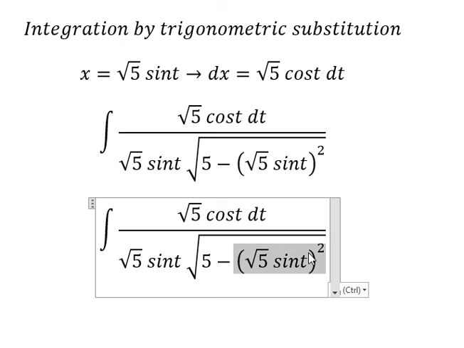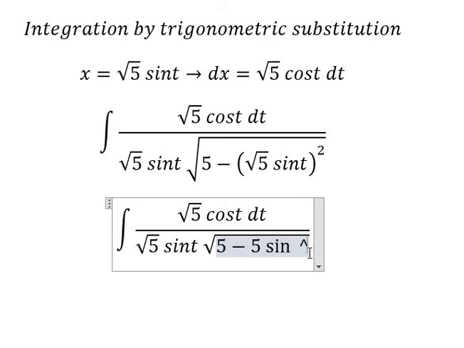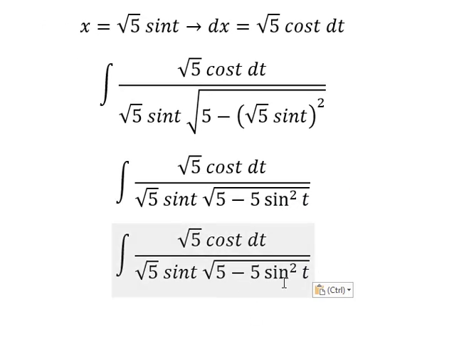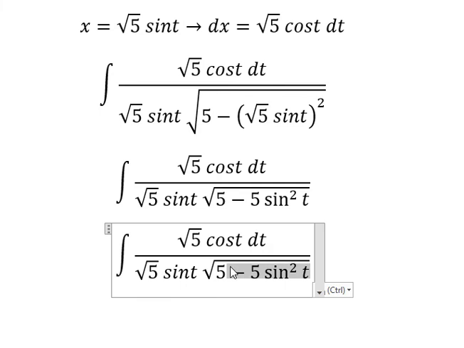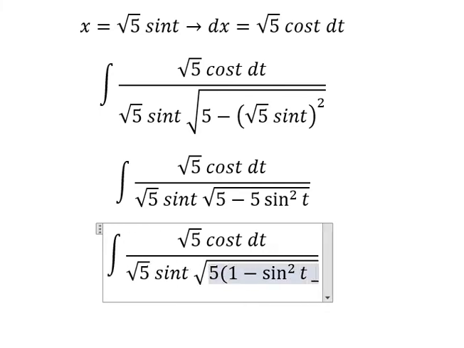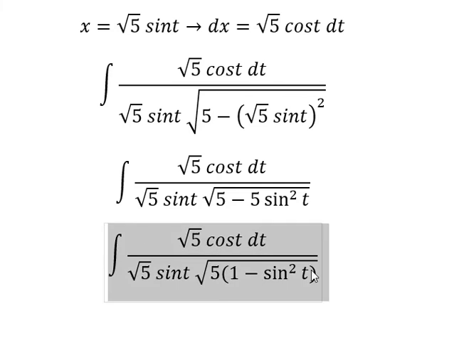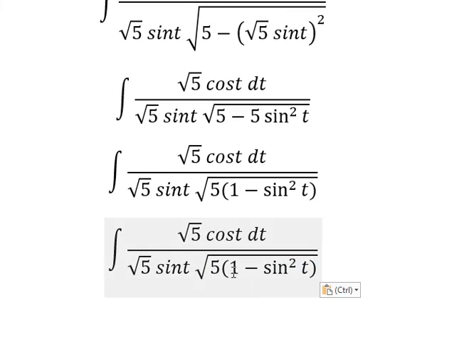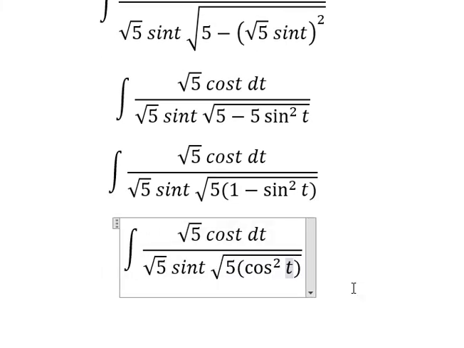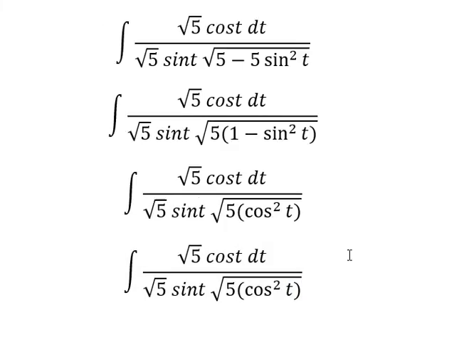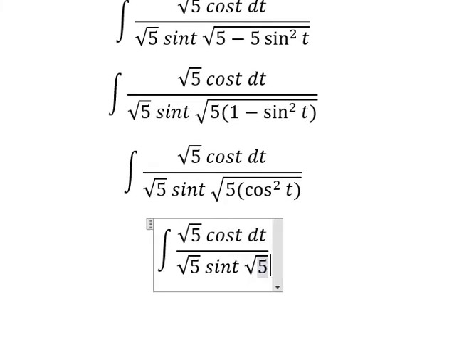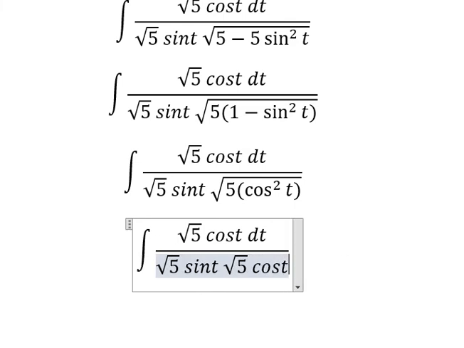So here we have 5 sine squared t, and 5 and 5 we can factorize. So we have 1 minus sine squared t. 1 minus sine squared t we change to cosine squared t. The square root of this is the square root of 5 cosine t.